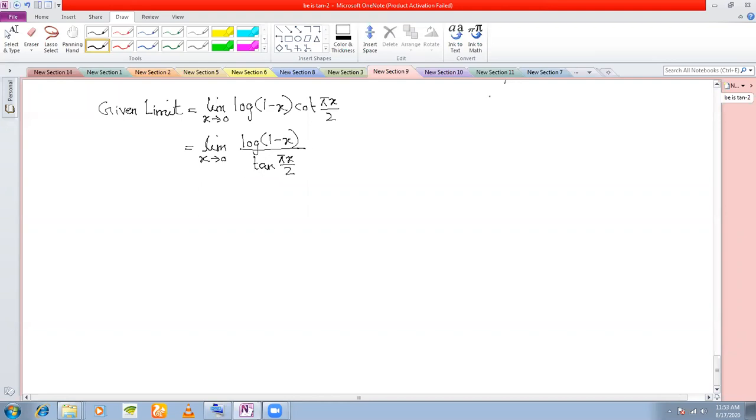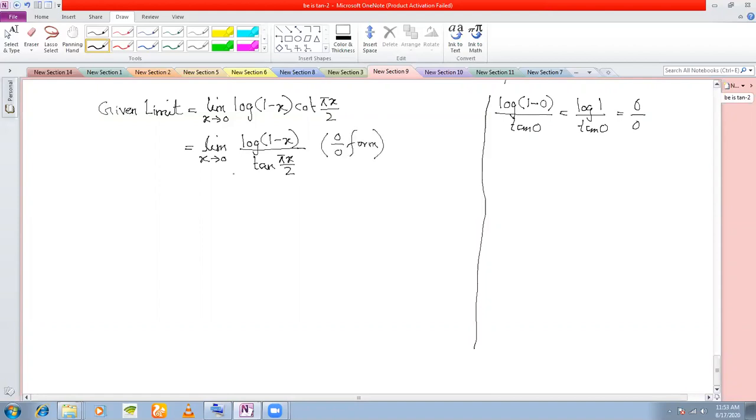Now we'll check what form this is. Put x is equal to 0, so this is log 1 by tan 0. So this is 0 by 0 form. Okay, so we'll apply L'Hospital's rule in the next step.